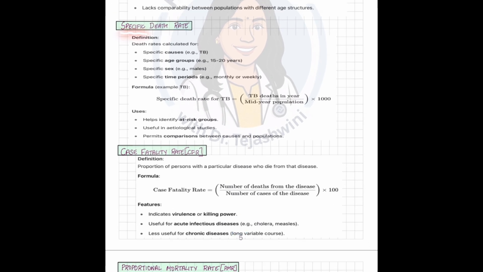Now we go deeper. Specific death rates look at cause, age, sex, or time period. For example, if you want to know, what is the TB death rate among males aged 15 to 24 in Telangana during 2023? This is the tool you'll use. It's very useful for identifying at-risk groups, making public health decisions, and doing etiological studies.